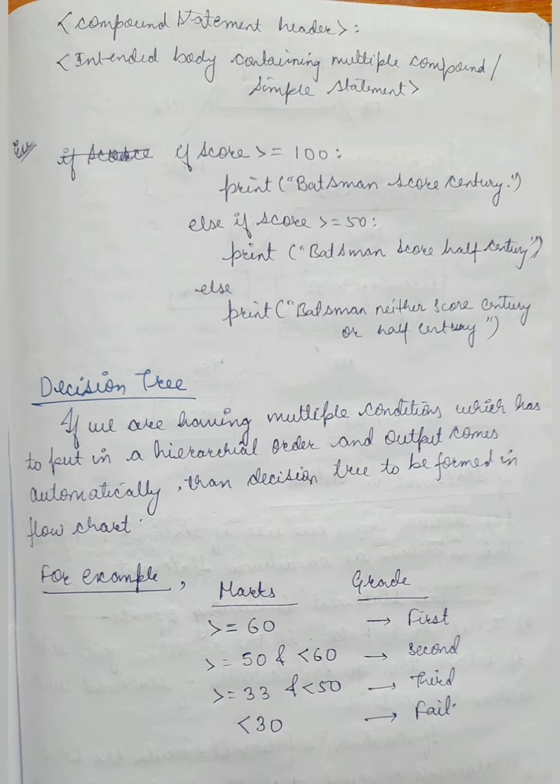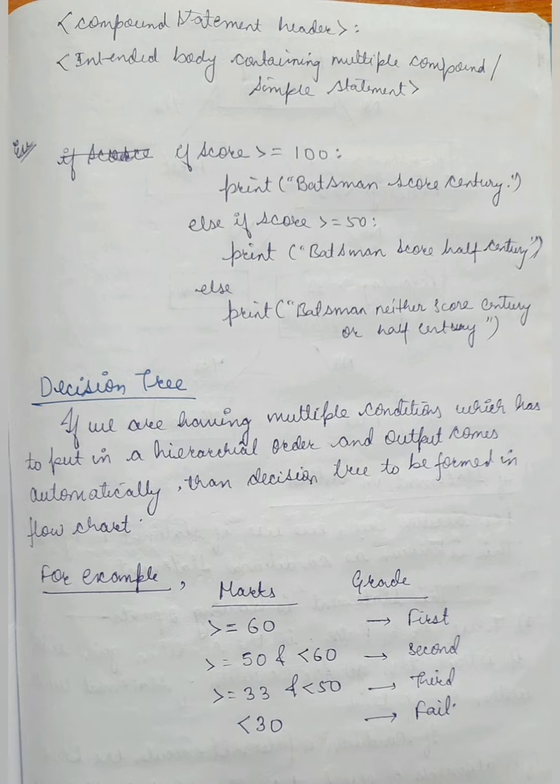So here I give one example. If score >= 100, this colon sign is the header, then print batsman scored century. If this condition gets satisfied, then the output will be batsman scored century. Else if score >= 50, header, then print batsman scored half century. If the first condition is not satisfied, then it moves to the second one, and if the second condition gets satisfied, then the output will be batsman scored half century.